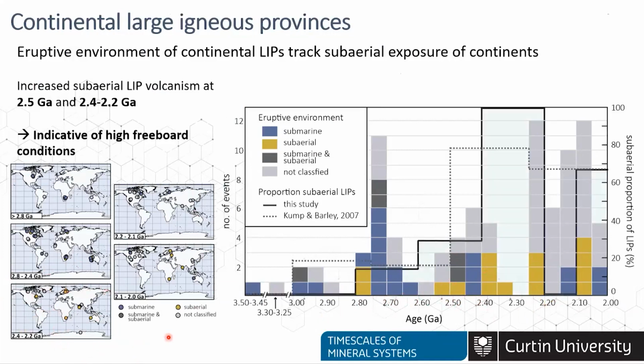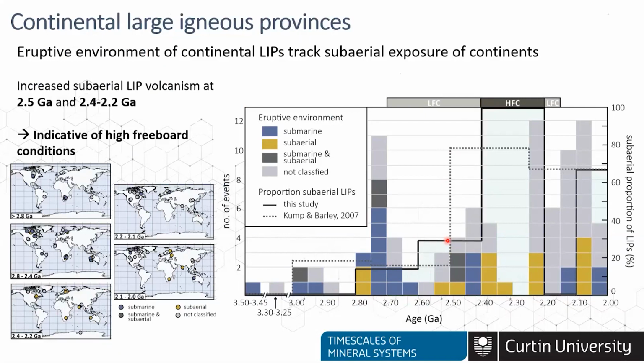So if we consider only the classified events and then normalize those to 100, it's a little easier to see changes in the proportion of subaerial to submarine volcanism. So that's what's shown here by the solid black line, that's our study. And then the Kump and Barley study is the dashed line. And as you can see, they're actually quite similar. Not quite the same, but similar nonetheless. So we interpret these time intervals of increased subaerial LIP volcanism to be indicative of high freeboard conditions, or in other words, time periods where we had large areas of continental crust exposed subaerially.